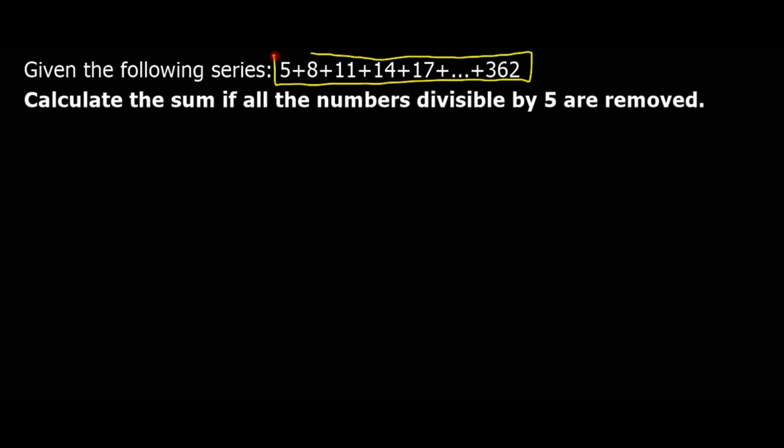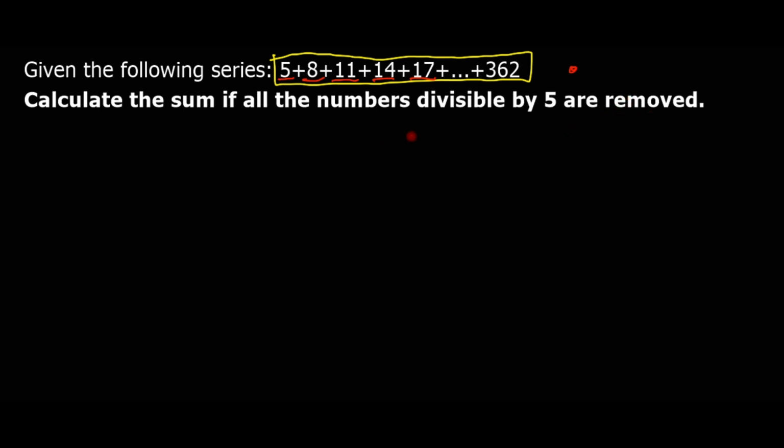This is step number 1. We find the sum of this series because this series contains the numbers that are divisible by 5 and also those that are not divisible by 5. Because 5 is divisible by 5, 8 is not divisible by 5, 11 is not, 14 is not, 17 is not, but there are also numbers after 17 that will be divisible by 5. So if we find the sum of this series, we will be finding the sum of the numbers that are divisible by 5 and also those that are not.